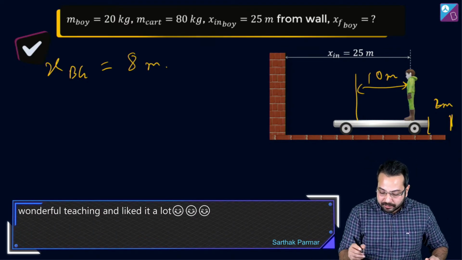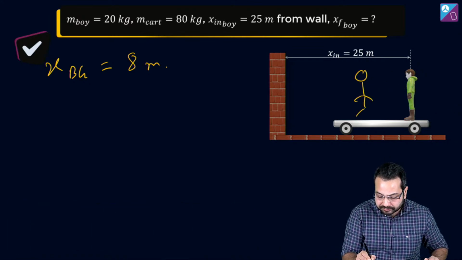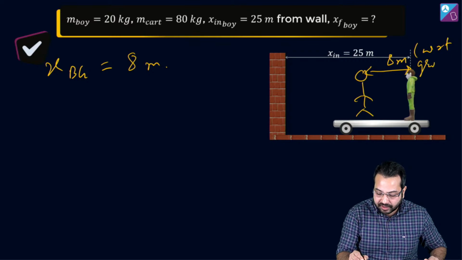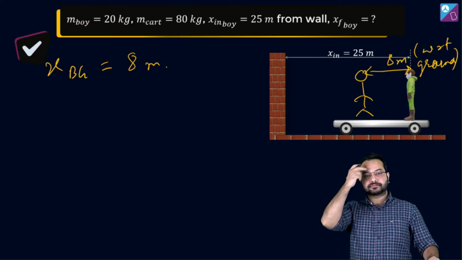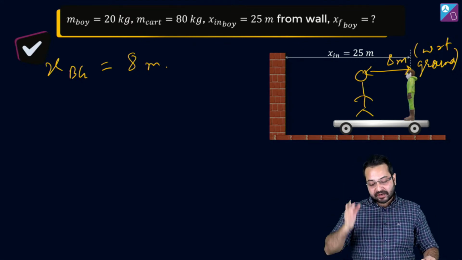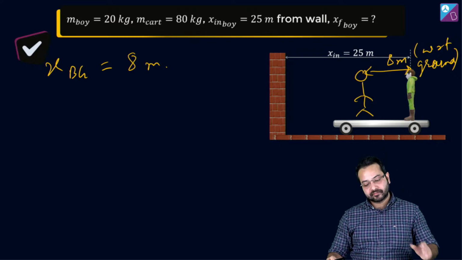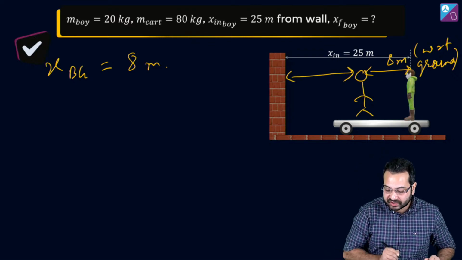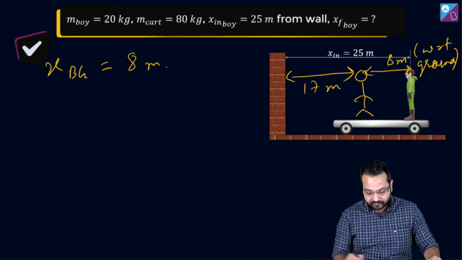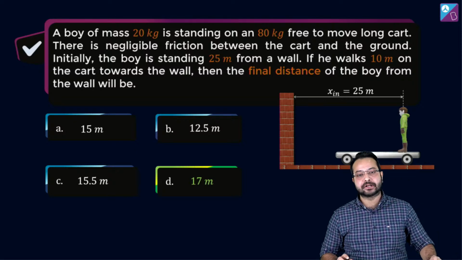What does it mean? It means when I rub this out, and the boy is over here, then he has moved 8 meter with respect to the ground. Is that the final conclusion? That is the final conclusion. We have found the displacement of the boy with respect to the ground. Now, what is the distance of the boy from the wall? The distance of the boy from the wall is going to be 17 meter. Is that correct? So what is going to be the correct option? The correct option is option D, 17 meter.